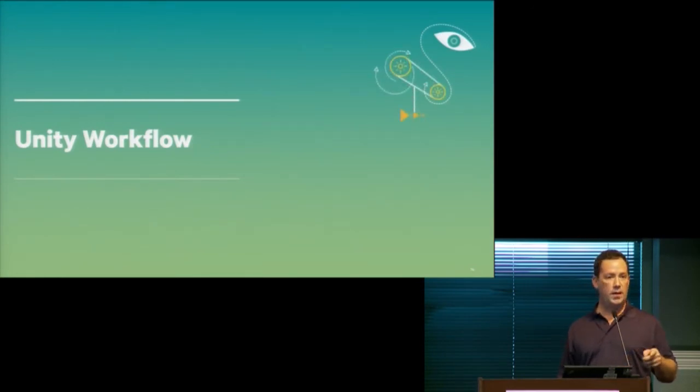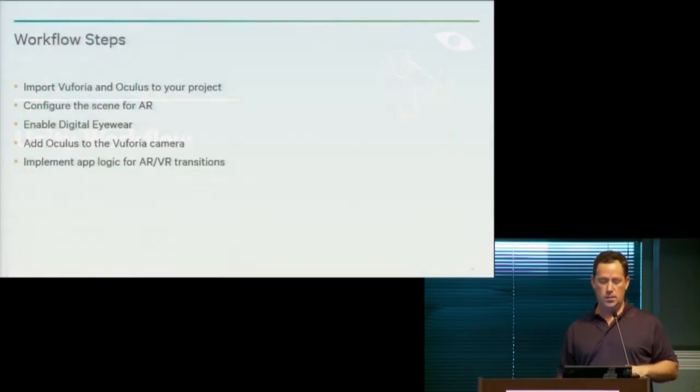Now I'm going to show you how these apps were developed. The workflow that I'm going to show you was broken really into 5 steps. The first would be that I'll import Vuforia and Oculus into my project. I'm not going to do that for this, but that would be the first step that you need to do in order to set up the project. Then I'm going to configure a scene for augmented reality. Then I'm going to enable that scene for digital eyewear using the Vuforia APIs. Then I'll add Oculus to the Vuforia camera through an integration step. And then I'm going to implement some app logic for the AR/VR transition.